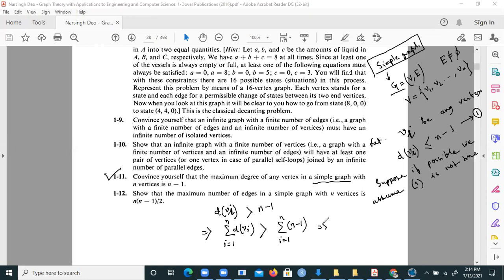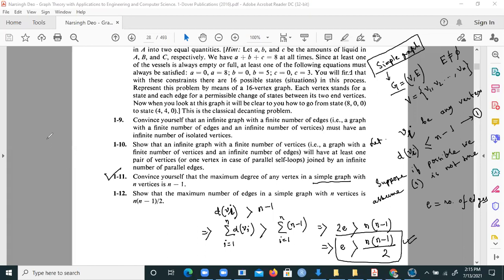So what will I get? On the left hand side I will get twice E, twice the number of edges. On the right hand side we will get n into n minus 1. And this implies that E, if E is the number of edges, must be greater than n into n minus 1 by 2. So if we assume that the maximum degree of any vertex in a simple graph is not n minus 1, then this has to be true.